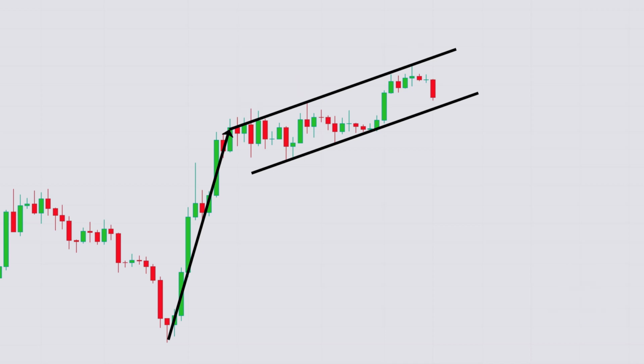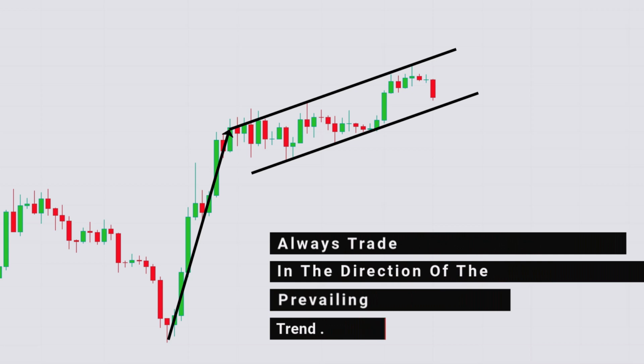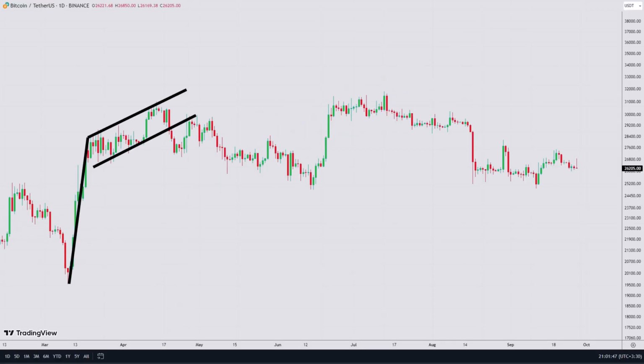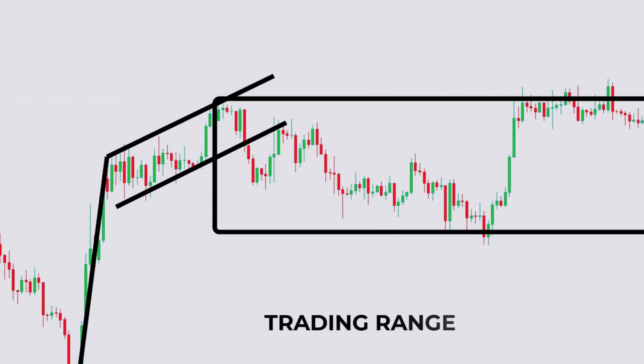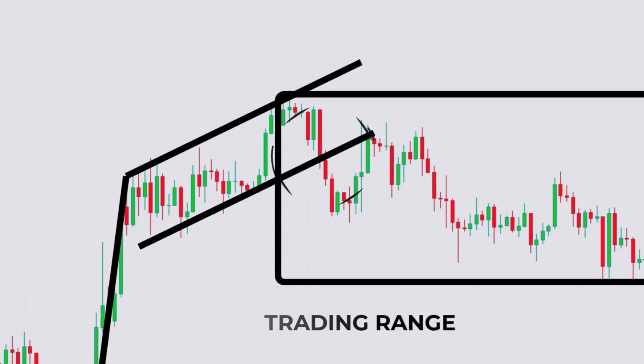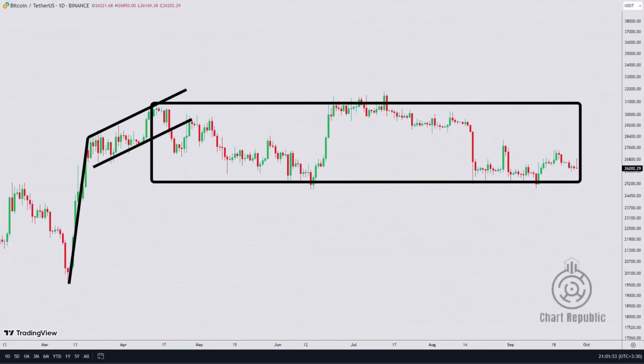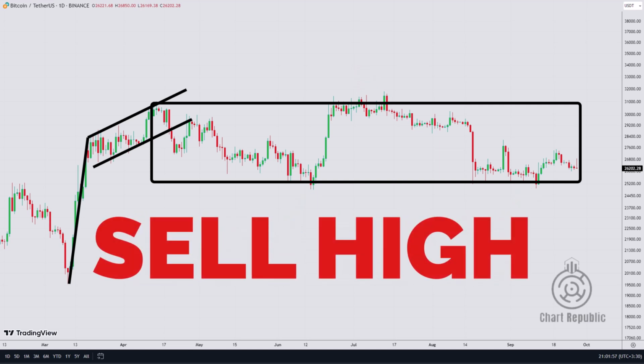This is because our goal is to consistently trade in the direction of the prevailing trend, which significantly reduces the levels of risk we are willing to accept. When the price eventually exits the channel, it enters another phase known as a trading range. This transition often coincides with the formation of strong candles, characterized by large bodies and ideally small wicks or tails. During a trading range, our focus shifts to considering short trades at the range's upper boundary and long trades at its lower boundary. This strategy aligns with the classic principle of buy low, sell high.